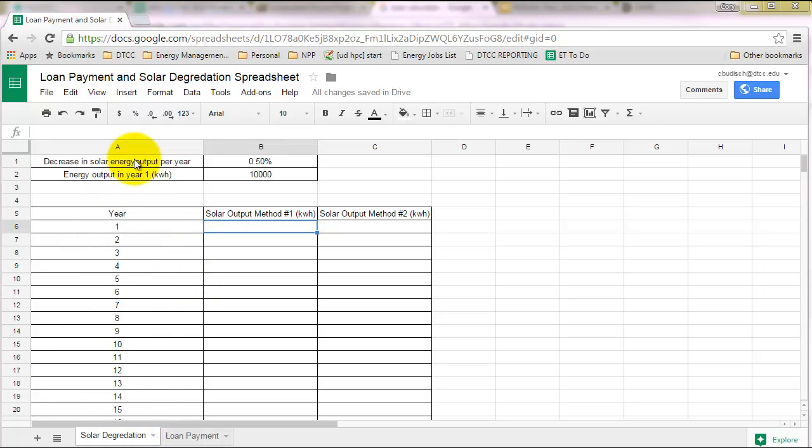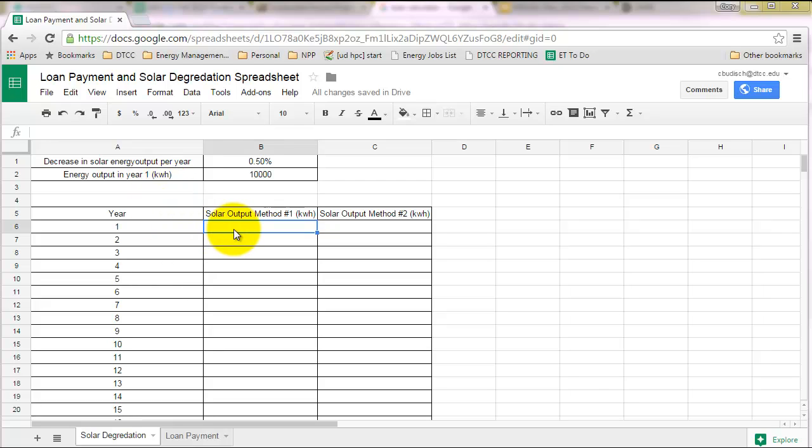It turns out that solar power, the energy output, decreases about 0.5% every year. It's going to vary a little bit from panel to panel, manufacturer to manufacturer. But in general, the silicon panels, this is what they degrade per year. And the energy output in year one, we're going to assume is 10,000 kilowatt hours. And this is going to depend on lots of factors that we don't have time to discuss here.